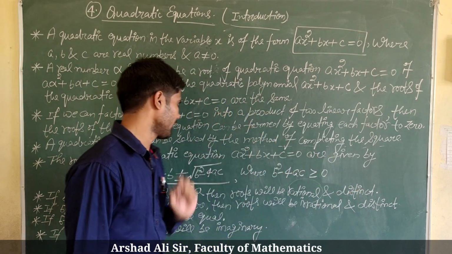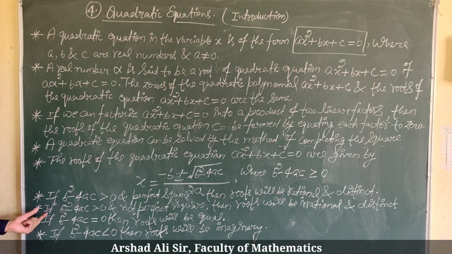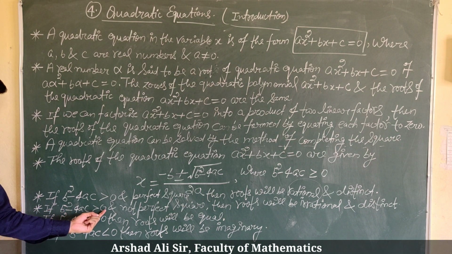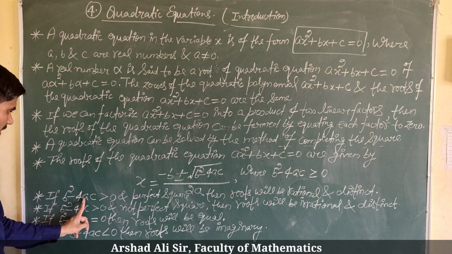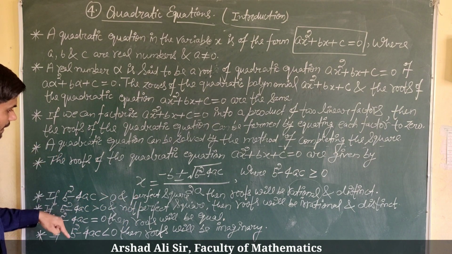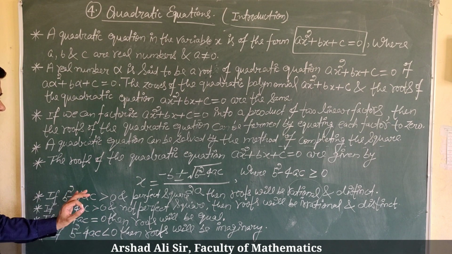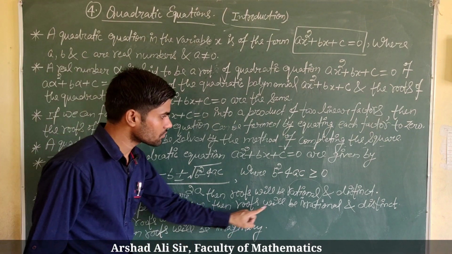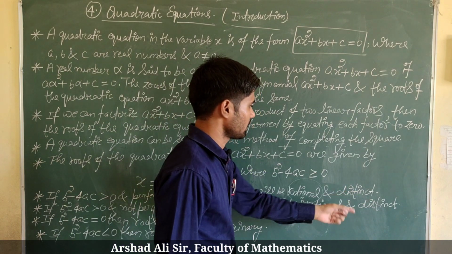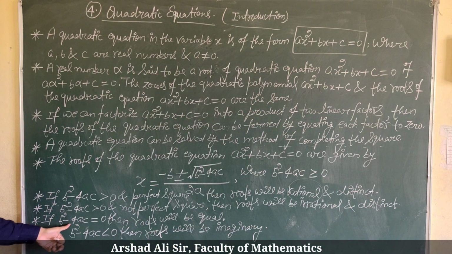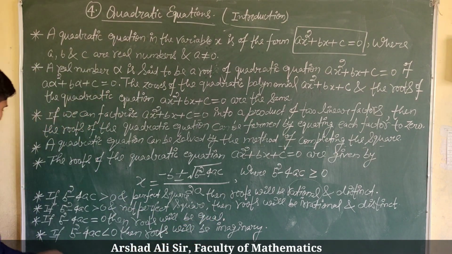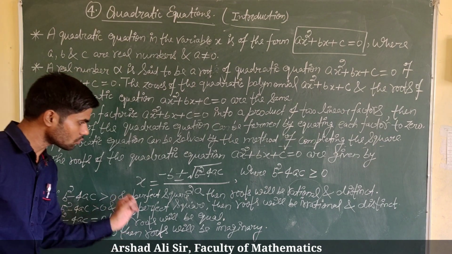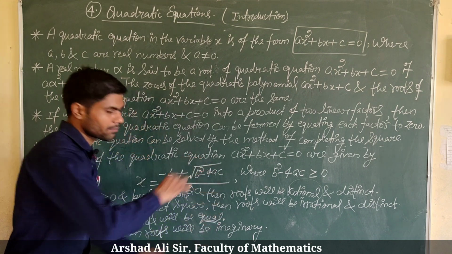Distinct means different. Now the next point is, if b square minus 4ac is greater than 0 and not a perfect square. In the first condition, b square minus 4ac is a perfect square, and in the second condition, b square minus 4ac is not a perfect square. Then roots will be irrational and distinct. In the third condition, if b square minus 4ac equal to 0, then roots will be equal. This is one of the most important points. You have to remember this always.